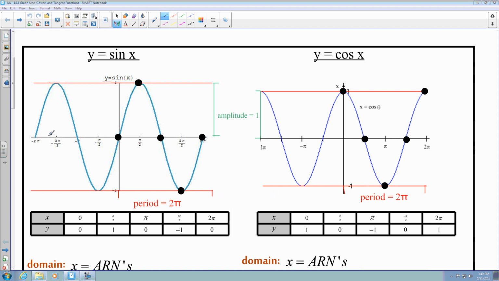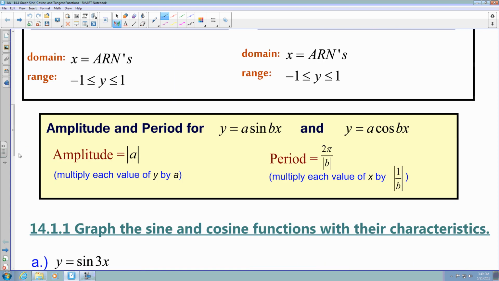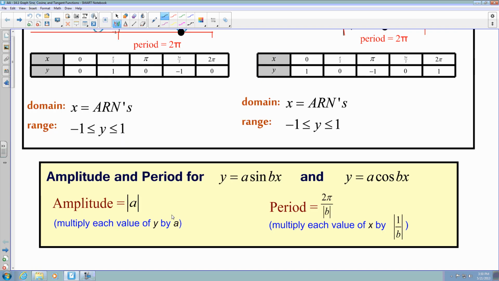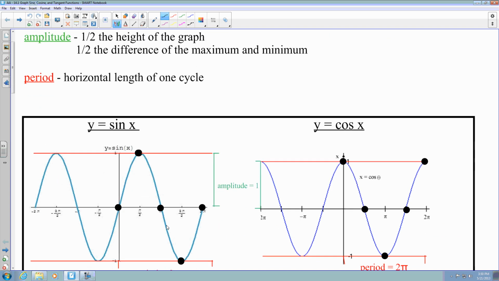If we go down into our notes, we have two general equations for sine and cosine. We have y equals a times the sine of bx, and y equals a times the cosine of bx. A is going to determine our amplitude for each of our functions. And so the distance from here to here is going to determine our amplitude.